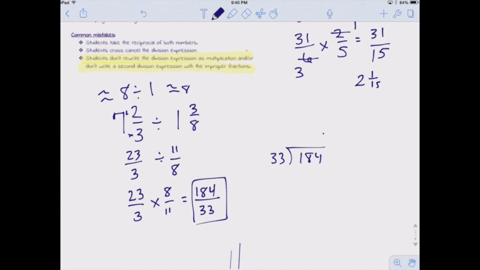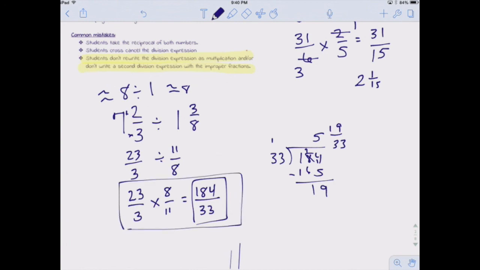And we get 5. 5 times 3 is 15. Carry the 1. 5 times 3 is 15. Plus 1 is 16. Subtract. 5 goes into 14. 9. 6 goes into 7. 1. So it's 5 19/33. Just a little less than 8. The estimate's a little difficult, but you get the idea.